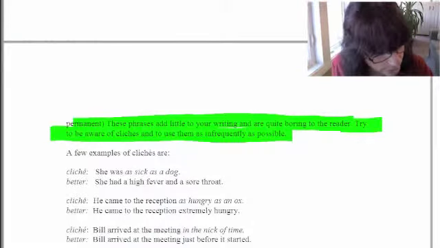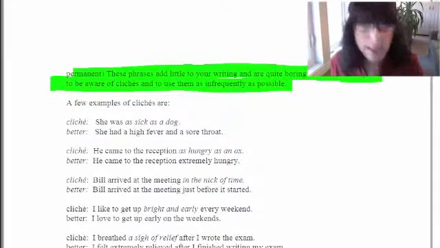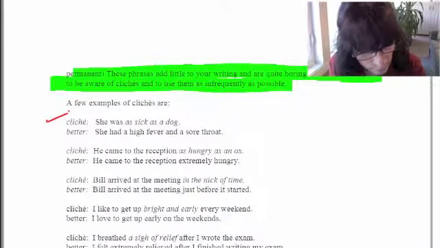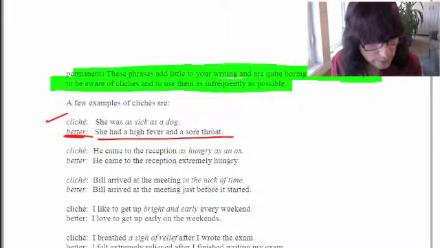Now, I've included some clichés, some examples. There are many, many of them, but I've only included some of them. And I've also rewritten the cliché into more improved language. So the first one: she was as sick as a dog. Basically, what you mean, and it would be better and more descriptive to say, is she had a high fever and she also had a sore throat.